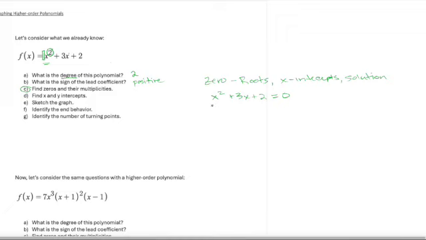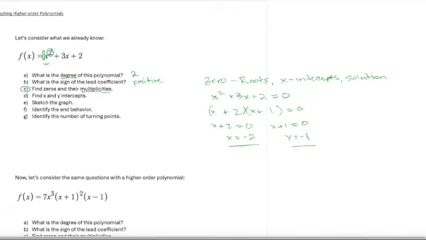Okay, so to solve this quadratic, I'm going to factor it. So I want two numbers that multiply to 2 and add to 3. So I'll use 2 and 1. And then I'll set each factor equal to 0 and solve. So x is equal to -2 and x is equal to -1. So the zeros of my quadratic are x equals -2 and x equals -1.